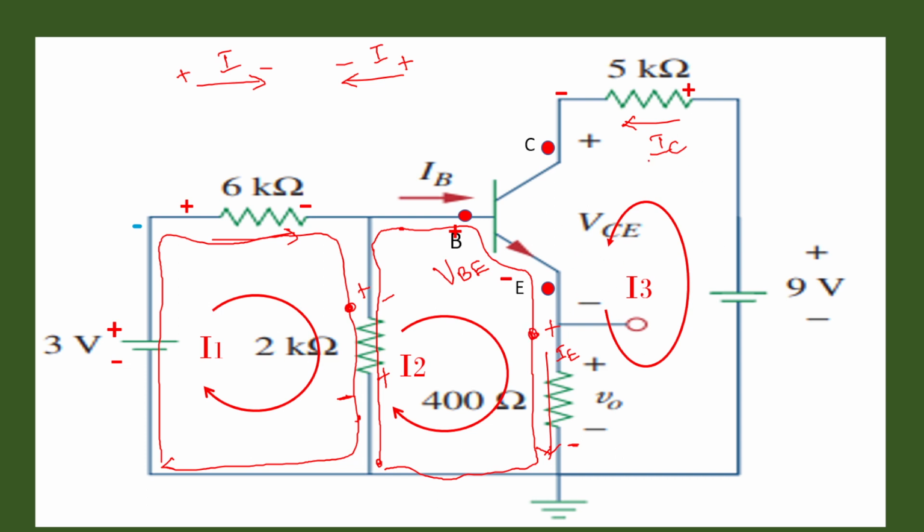Similarly, for the third loop, we have taken the anti-clockwise direction, so we can start from here. It is going like this. Through the resistance only we have to mark the polarity, so it enters here, that's why it is plus here, and it is leaving here, so it is minus here. Then it comes like this, and through this emitter resistor it again enters here, so it is plus, and here it is leaving, so it is minus. These are all the details you should know.